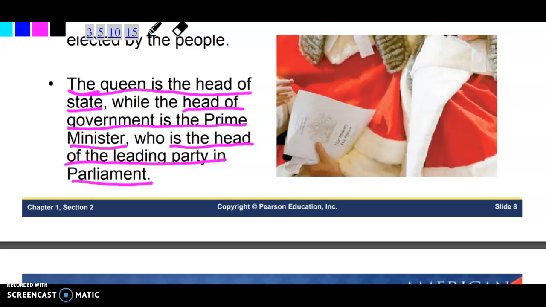So the UK has political parties like the United States, and the prime minister is the head of whichever party is the majority of the parliament. The queen is the head of the state. The head of the government is the prime minister in the United Kingdom.